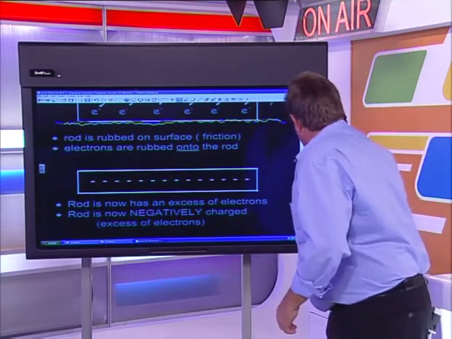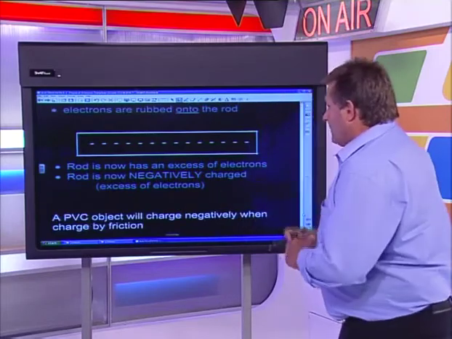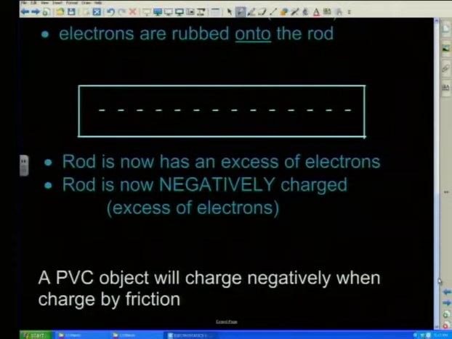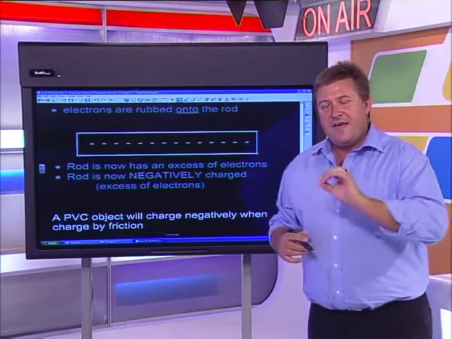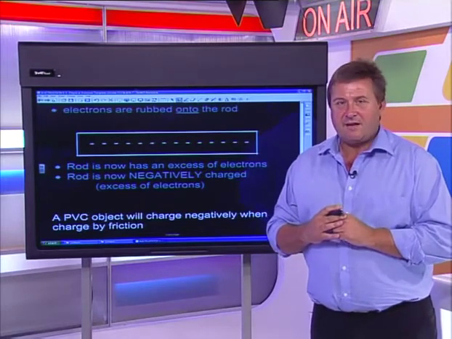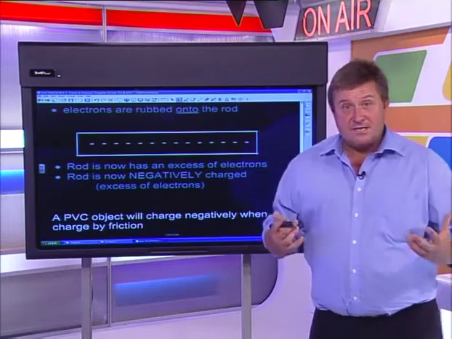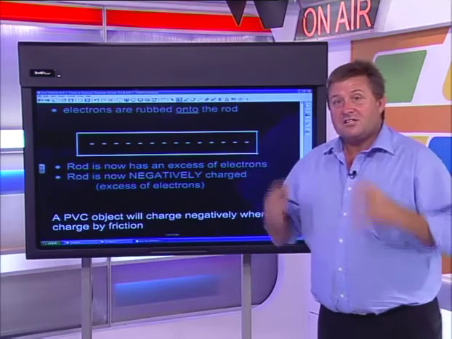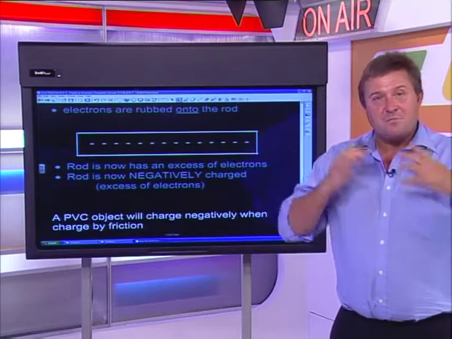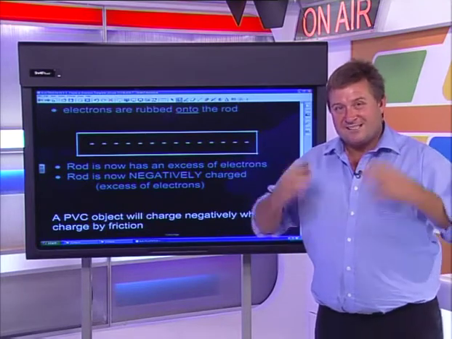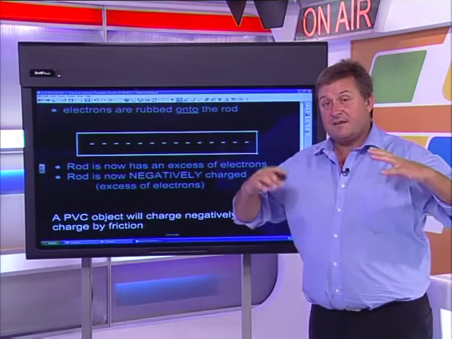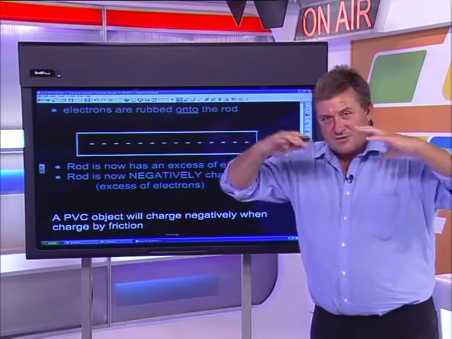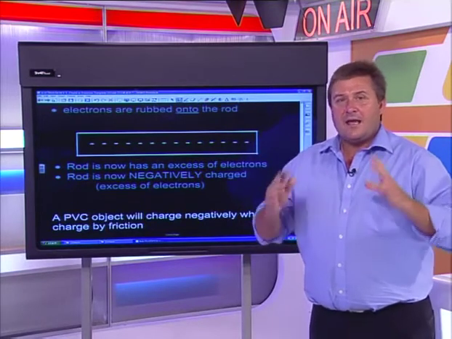Let me give another example of this. Well, a nice example is a PVC object. PVC is also a type of plastic. PVC stands for polyvinyl chloride. You find a lot of that in rubber piping and stuff like that. PVC has the ability, when subjected to friction, to actually have electrons rubbed onto it. So PVC actually charges up statically as a negatively charged rod. And that, guys, basically gives us the overall introduction as to how we can charge rods up.